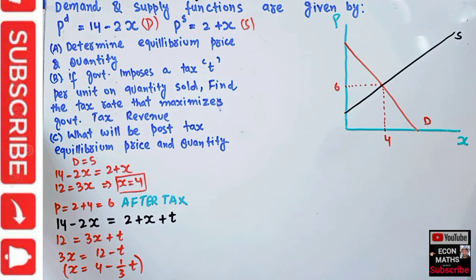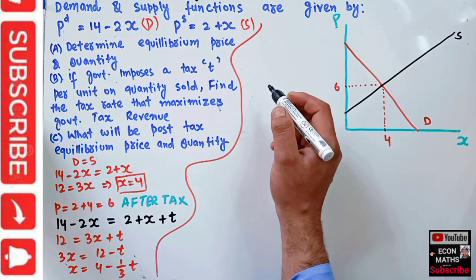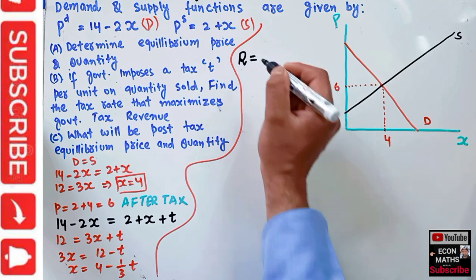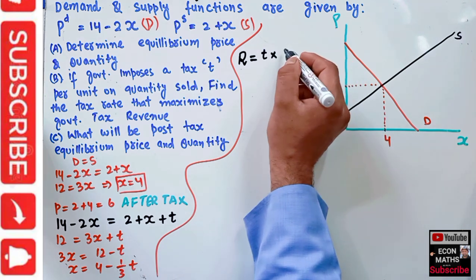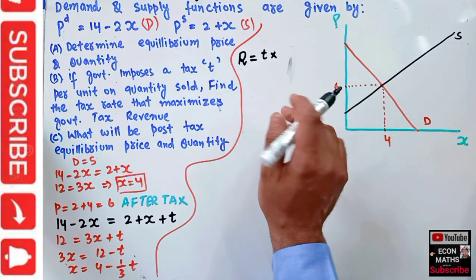Now the question tells us to find the tax rate that maximizes the government revenue. So this is our quantity transacted post tax, and we know what tax revenue is. Let's denote it by R. Tax revenue will be equal to the tax rate times the quantity transacted. We have x for quantity, so x.